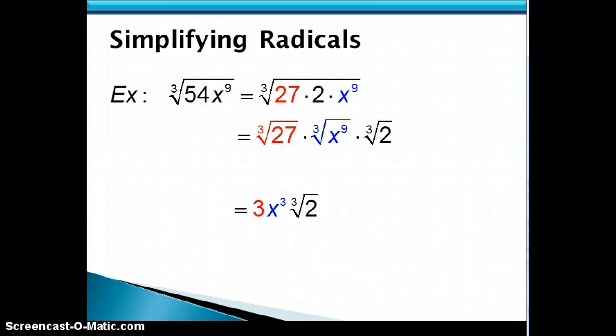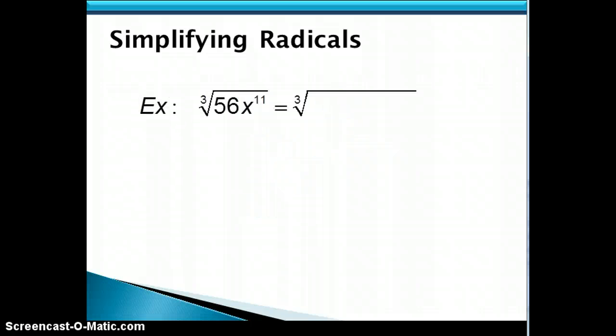And then we simplify. So the cube root of 27 is 3, and the cube root of x to the 9th. Now, remember with the square roots, we cut the exponent in half, but with the cube roots, we divide the exponent by 3. 9 divided by 3 is 3, so we end up with x cubed when we cube root x to the 9th. And then the cube root of 2 cannot be simplified, so that just goes next. And that would be our final answer.